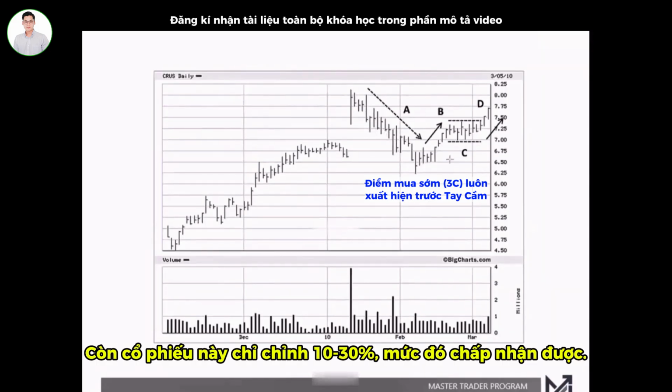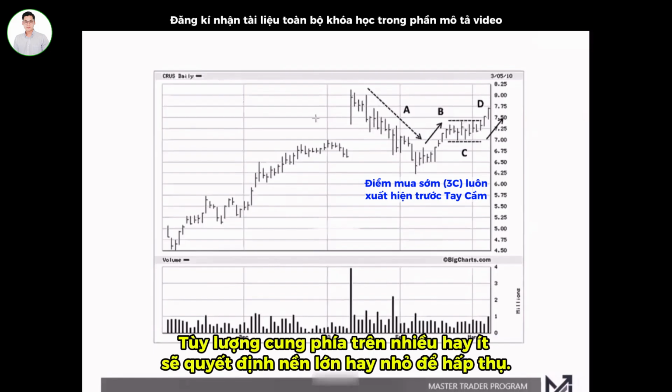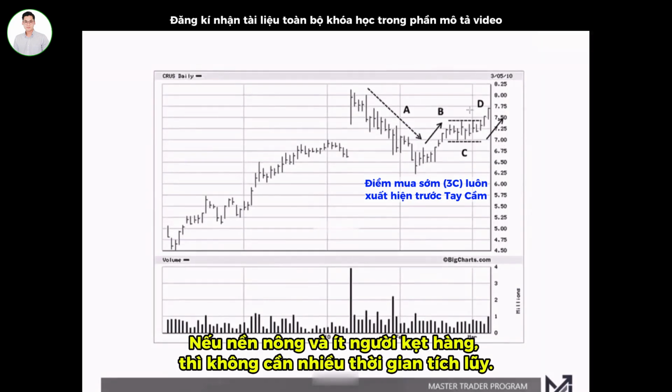If it comes down 10, 20, 30%, that's fine. And again, depending on how far away the supply is, if there was a lot of supply, you now have to have a big base to clear out that supply and move way over to that right side. On a shallower base, you don't have to have so much time, because you don't have as many trapped buyers, and there's not as big profits coming off the low.